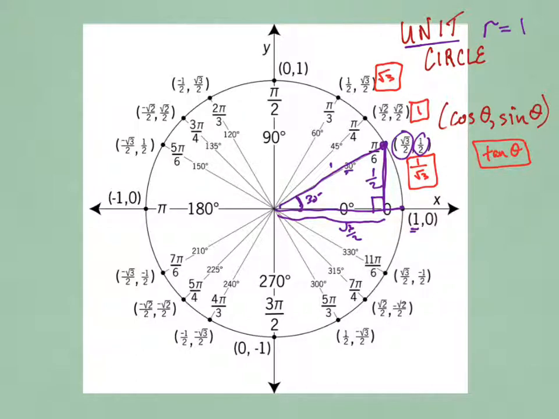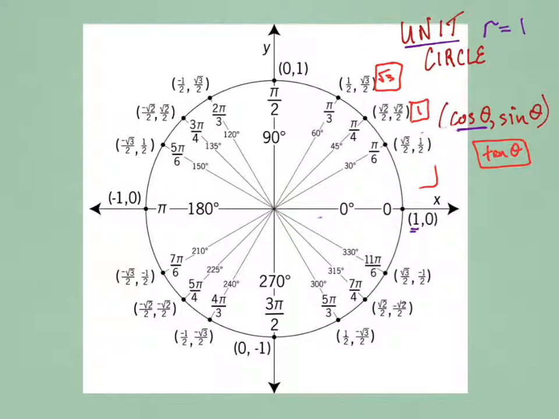So your opposite is 1/2. Your adjacent is root 3 over 2. And so what is the cosine of 30 degrees? It's just whatever the x value is right there, because it's the adjacent side on your right triangle. Oh, is that how it works for all of them? Yep, that's how it works for all of them.